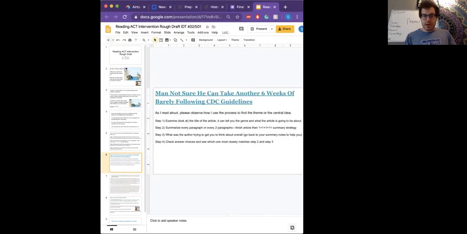So here we go. I'm going to do this example. Let's see if I can get this right. So this article is an article from The Onion, and it says, "Man not sure he can take another 6 weeks of barely following CDC guidelines." Okay. So looking at the first step, I see the title of the article, and I'm going to think about the genre.